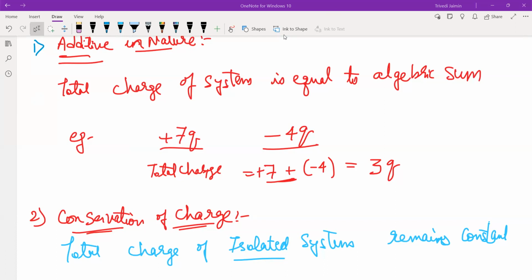Kavya, are you using mobile phone? No, sir, my brother is using. He's sitting beside me. Acha, acha.